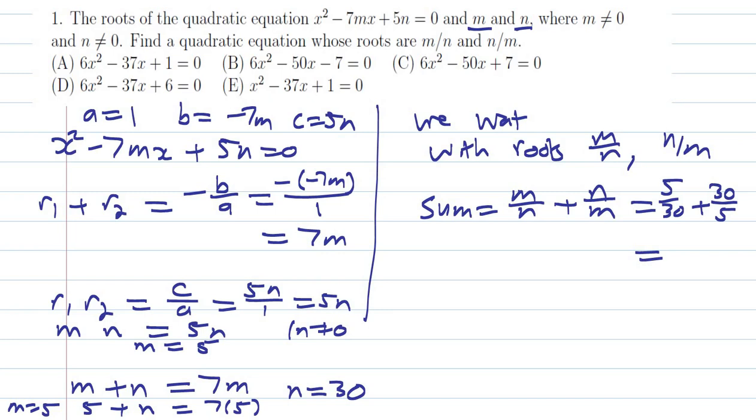So using the information, we see m must be 5, n must be 30. So 5 over 30 plus 30 over 5 simplifies to what fraction? Anybody?